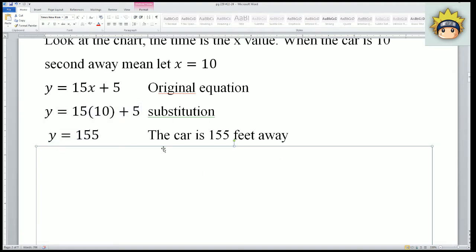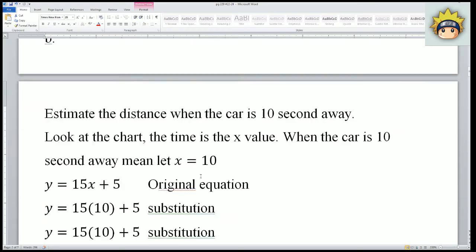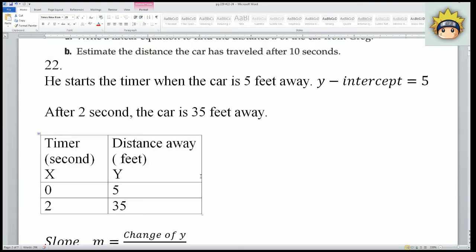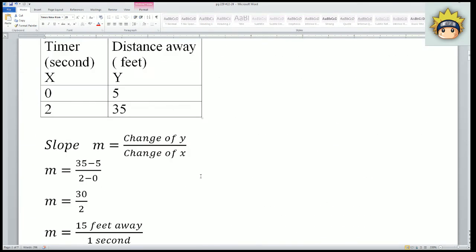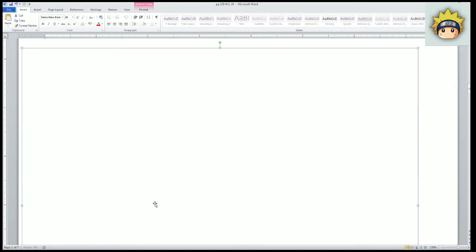What does this 155 mean? The 155 represents the 155 feet that the car is away from Greg after 10 seconds. The car is 155 feet away after 10 seconds. That is your answer for number 22. Let's go to 23.